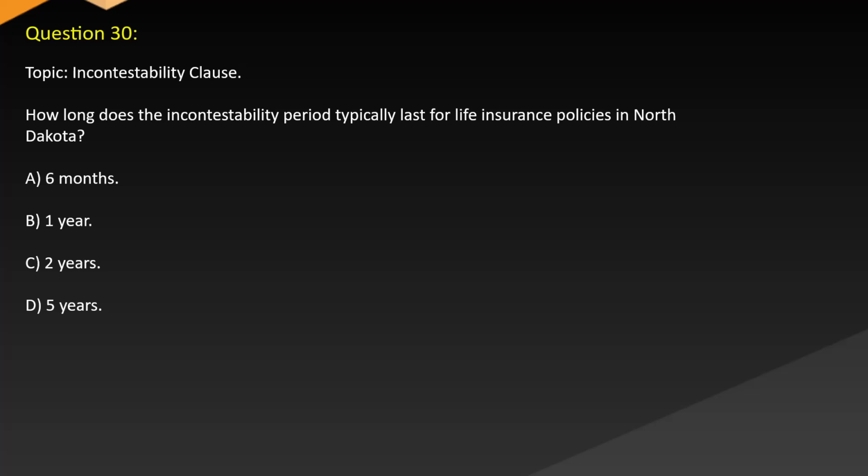Question 30. Topic: Incontestability clause. How long does the incontestability period typically last for life insurance policies in North Dakota? A. 6 months. B. 1 year. C. 2 years. D. 5 years.